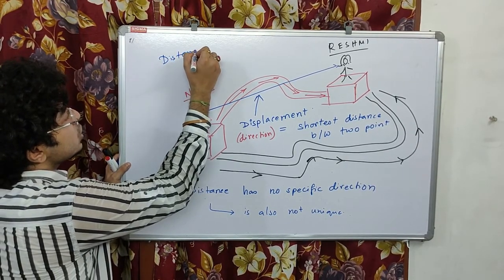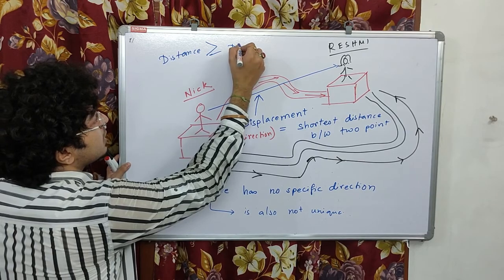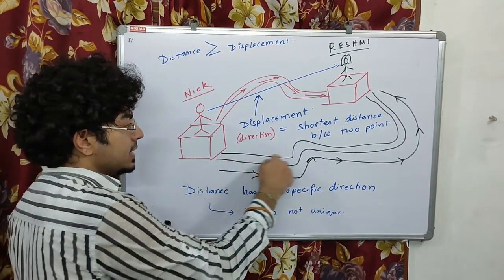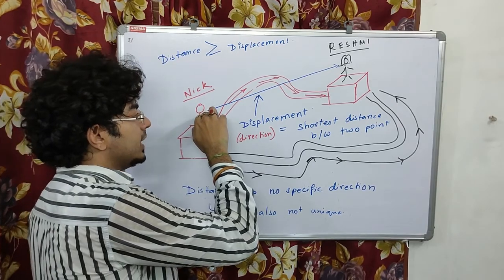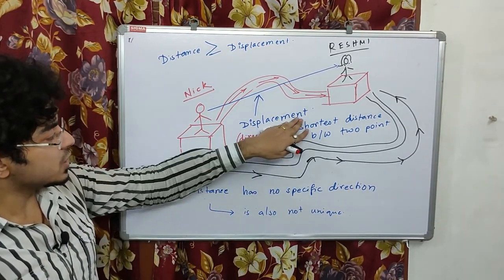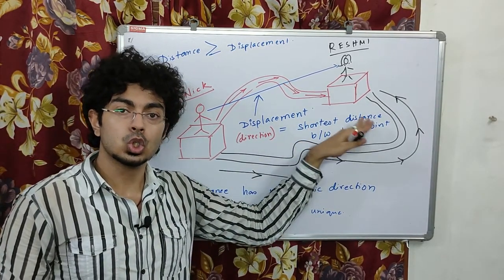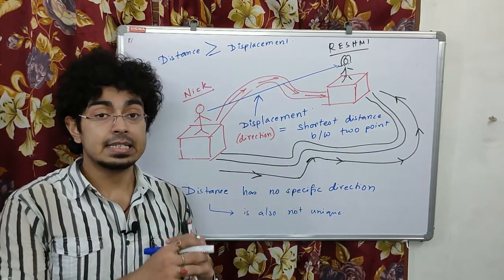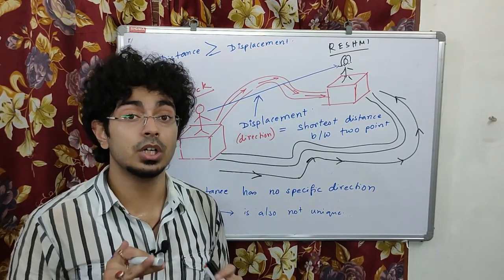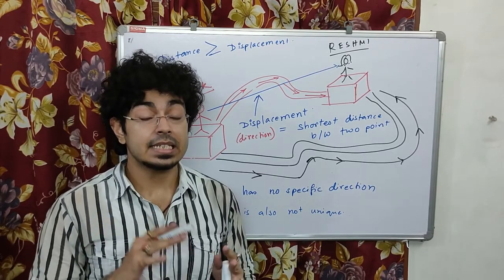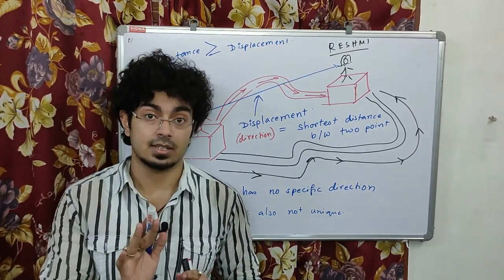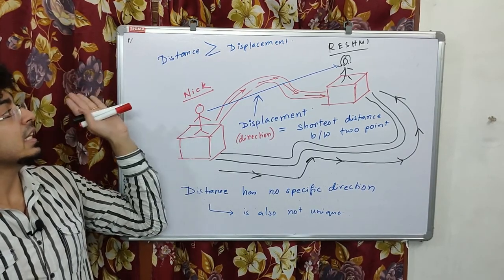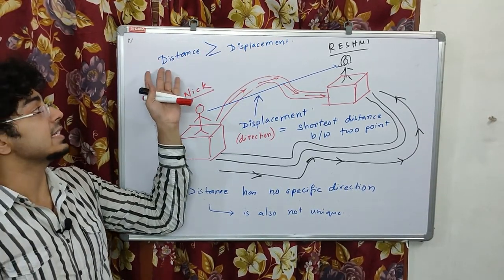Distance is always greater than or equal to displacement. Why am I saying this? Displacement is the shortest distance between the two points. So displacement can be equal to distance, but it is never greater than distance. Distance can be greater than displacement, and it can also be equal to displacement. That is a special case. But remember, displacement is always less than or equal to distance.